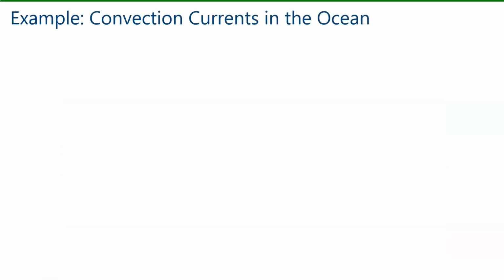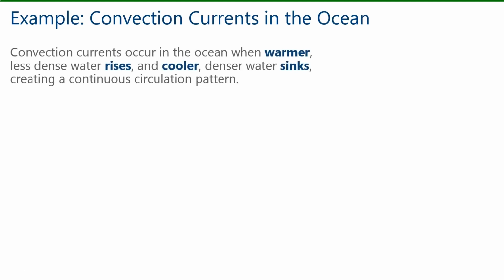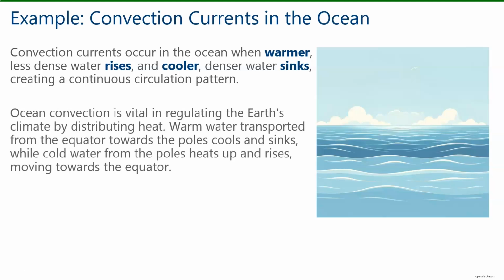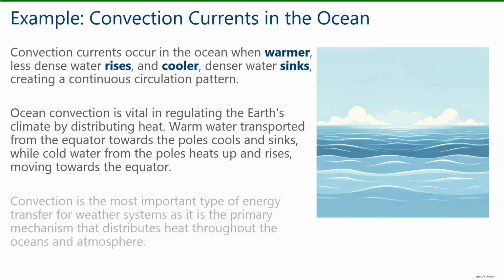Now let's look at an example of convection currents in the ocean. Convection currents occur in the ocean when warmer, less dense water rises and cooler, denser water sinks, creating a continuous circulation pattern. Ocean convection is vital in regulating the Earth's climate by distributing heat. Warm water transported from the equator towards the poles cools and sinks, while cold water from the poles heats up and rises, moving towards the equator.